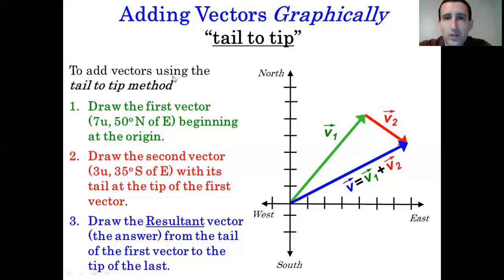And then this is where the tip to tail part comes in. We take our second vector, which is 3 units south of east, and we start it where the first one ended. We start our second vector where the first one ended. It's kind of like follow the leader, right?